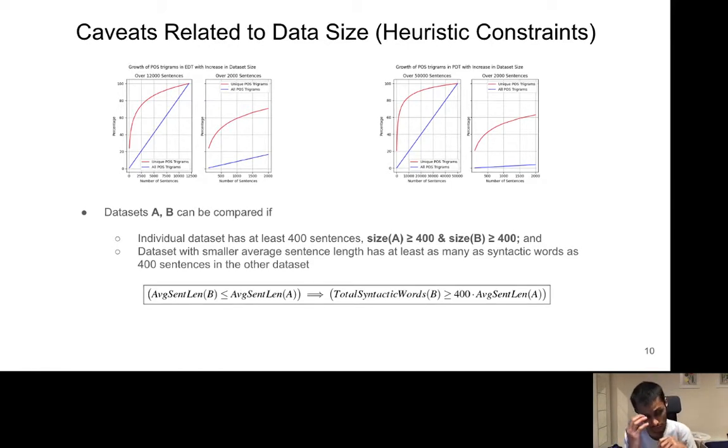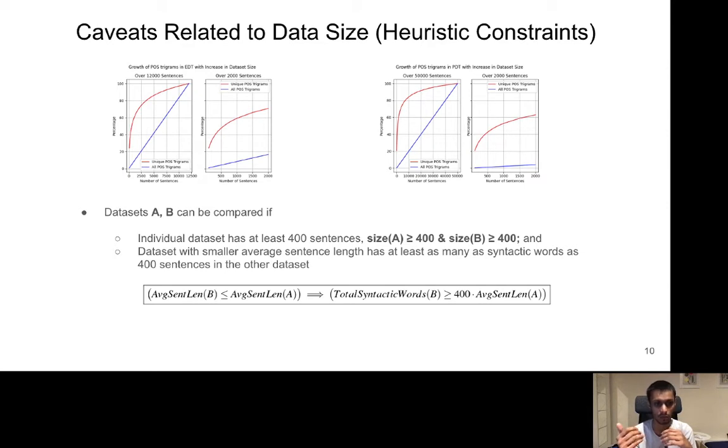So how do we take them into consideration? The first one is really simple. We make sure that the individual dataset has at least 400 sentences. So if treebank A and treebank B are being compared, we establish that both of them have a size, in terms of the number of sentences, of more than 400.